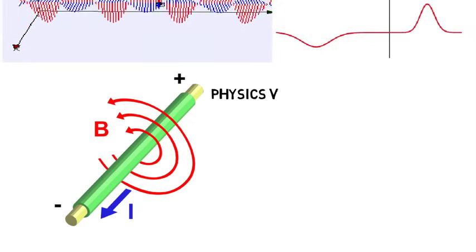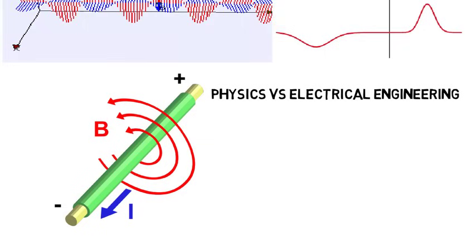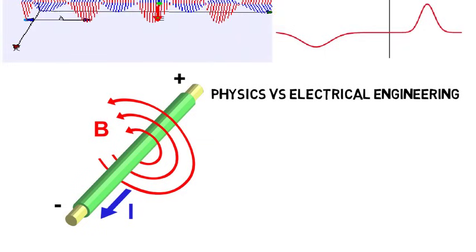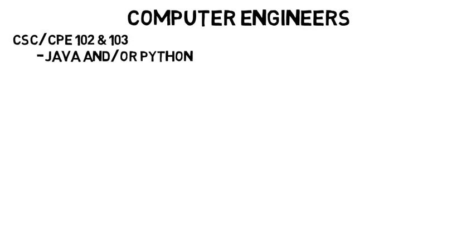If you've seen the physics versus electrical engineering video, then you know this class on electromagnetism is one of the big things that those two majors have in common. They don't take the exact same classes, but they are similar. Now, computer engineers take just a few more programming courses. They learn more than just one programming language, like they learn Java and or Python on top of learning C.